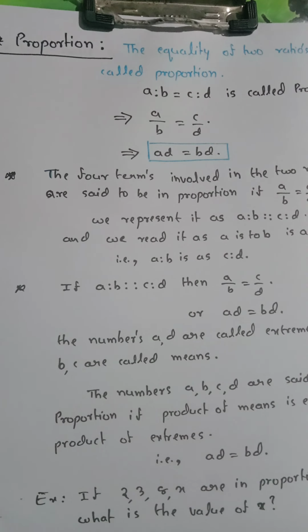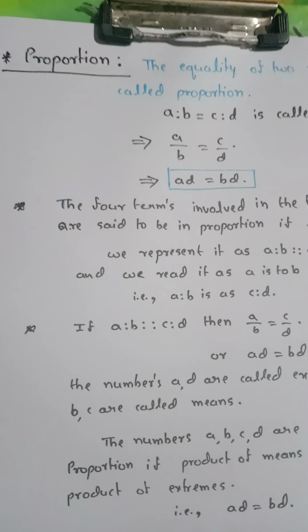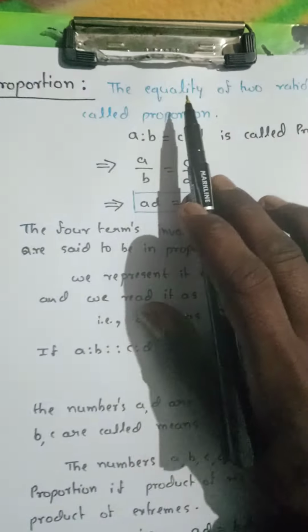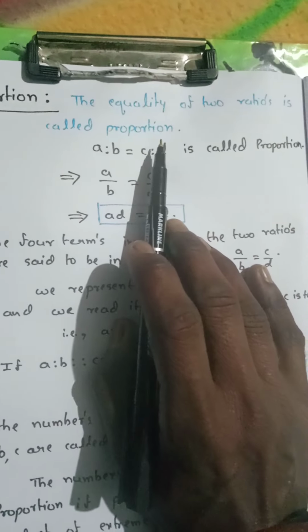Now the next property of ratio is proportion. This is very important for you to learn about the proportion. What is meant by the proportion? The equality of two ratios is called proportion.